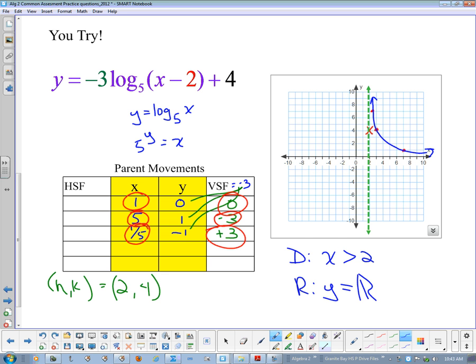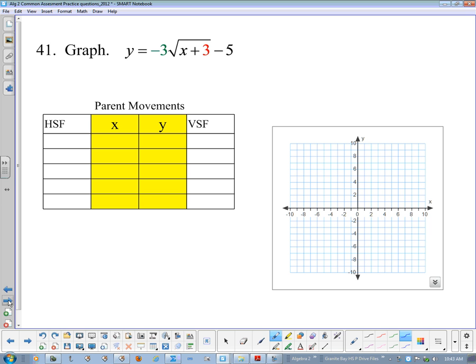Next page. Okay, this is the square root. You can use the parent.